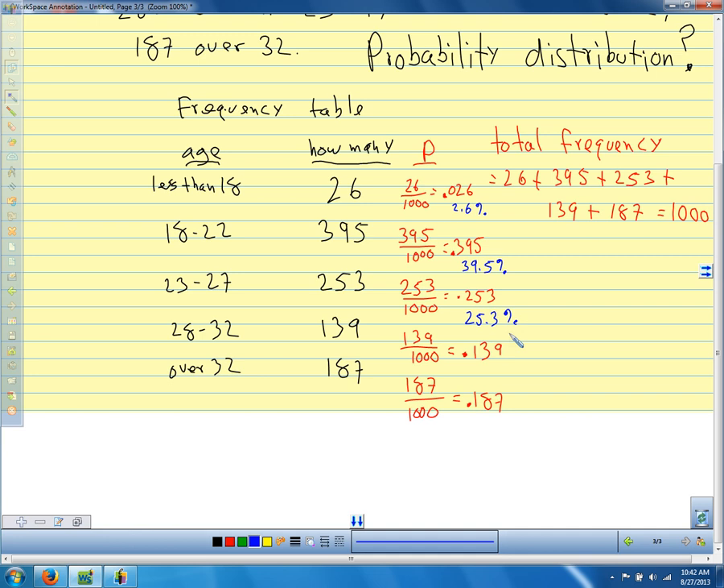For probabilities, I would leave at least one number after the decimal, because there's something special that's going to happen. 25.3, this would be 13.9%, very nice. And finally, 18.7. Perfect. So this list of probabilities is the probability distribution.